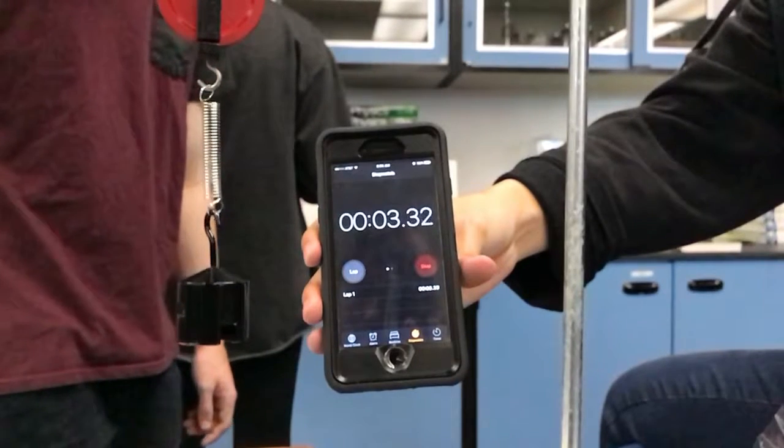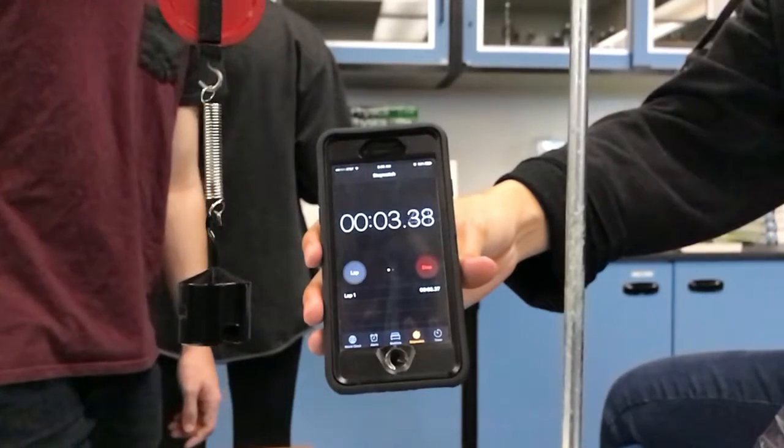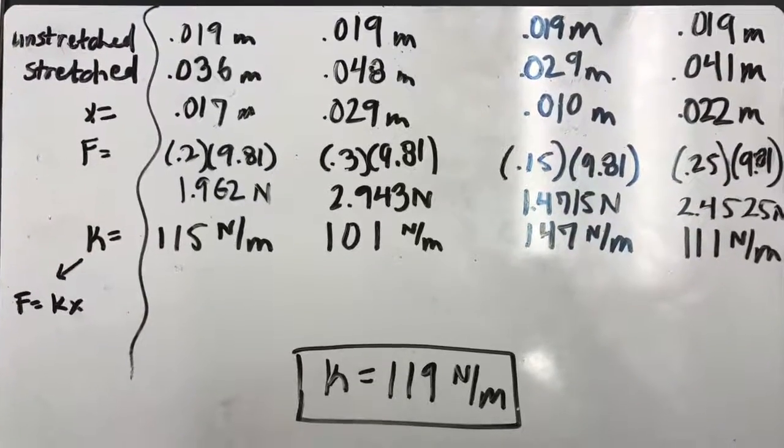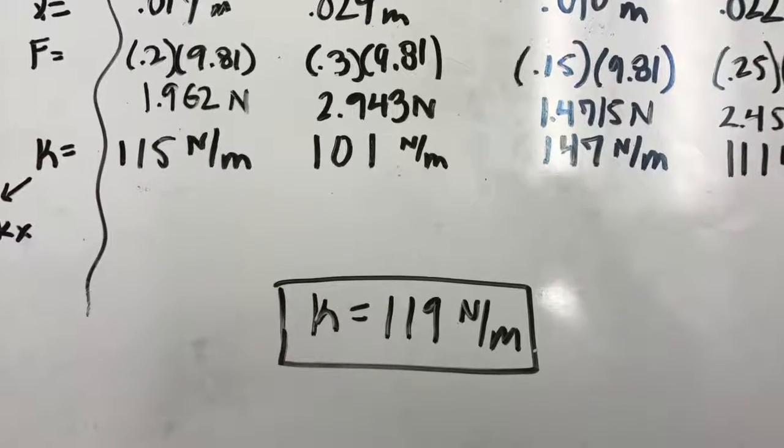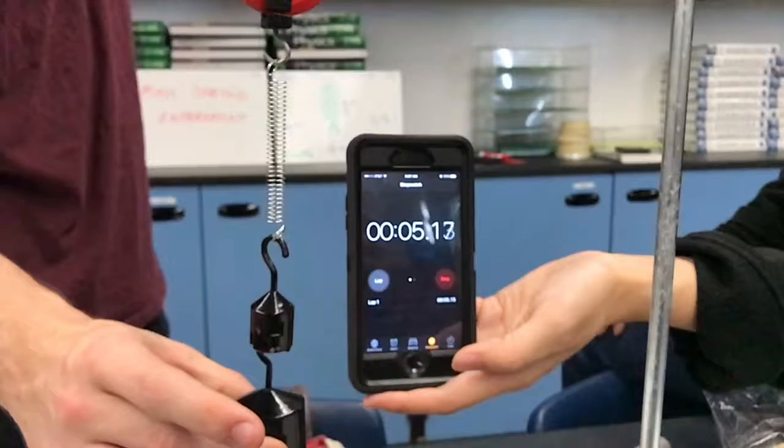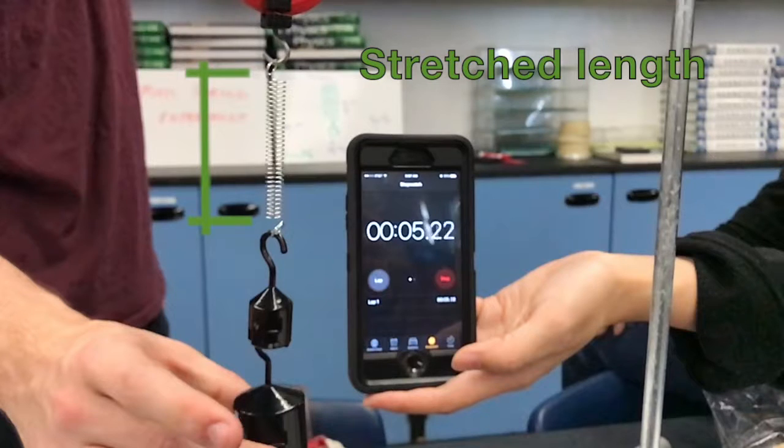And with our ruler, we measured the stretched and unstretched length of the spring, allowing us to find the spring constant that you see here. Later, this helped us calculate our theoretical period that we could then compare with our experimental.